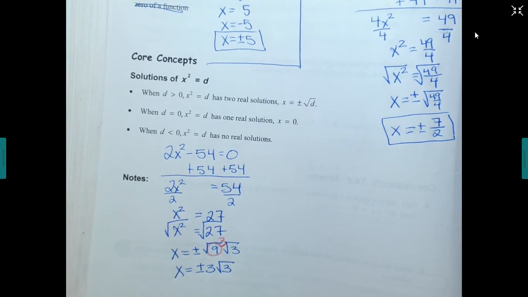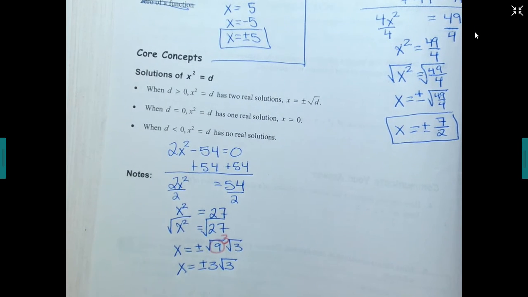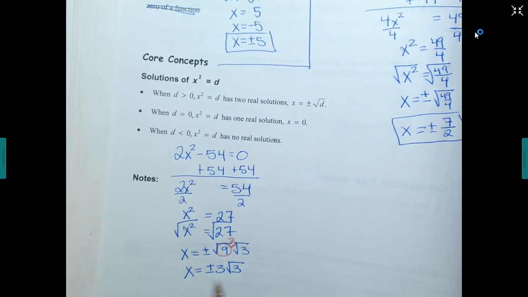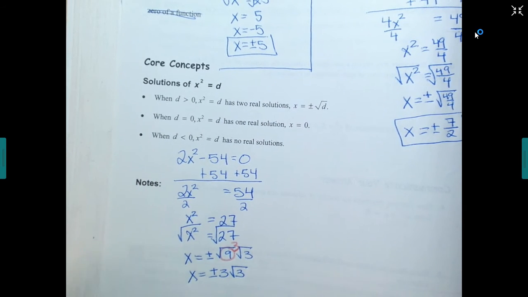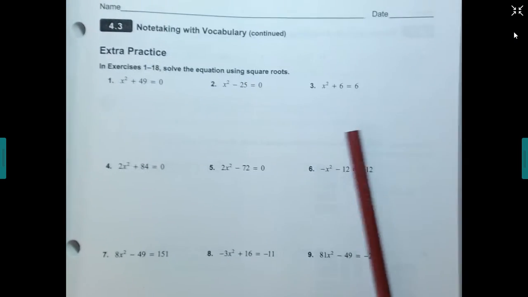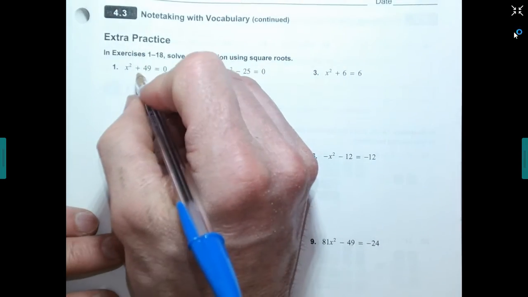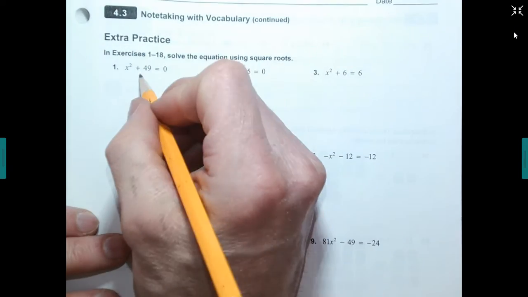All right. Well, let's see here. Let's go ahead and start doing some homework. So there's the basics on how you do it. There's your notes. Let's get in here and start doing some homework. I'm going to use a pencil so I can erase.